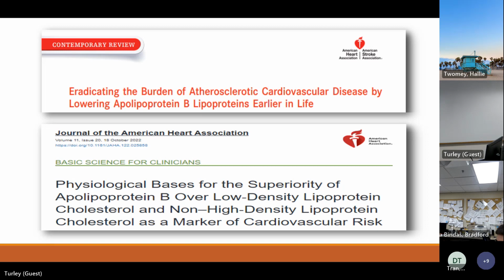And this is something that, again, is in a lot of the journals that I know is hard to keep up with. But the earlier we identify patients as having an elevated ApoB, the better job we're going to do reducing events. And so we've got to find this earlier. Yeah.